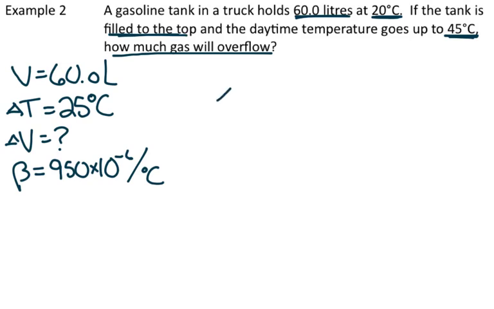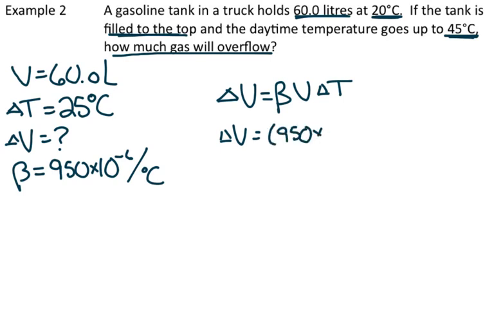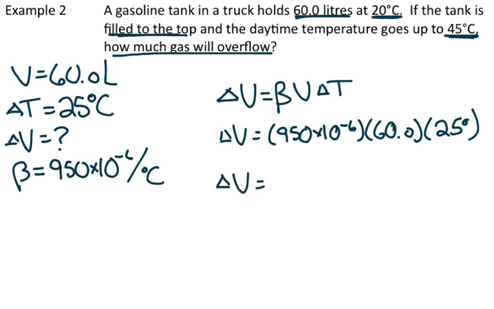The volume expansion formula, very similar to the linear expansion formula. Substitute in what we know. B is 950 times 10 to the minus 6. V is 60.0 liters. Delta T is 25 degrees Celsius. Take that to the calculator, work that out, and to sig figs we get 1.4 liters of gasoline.